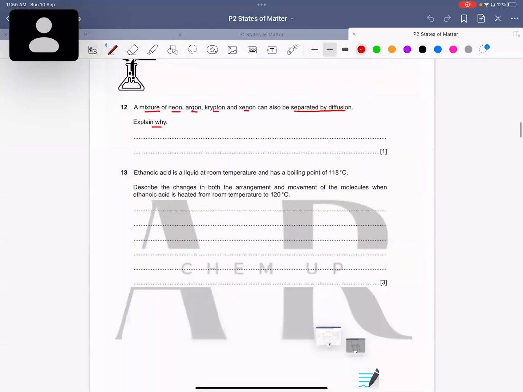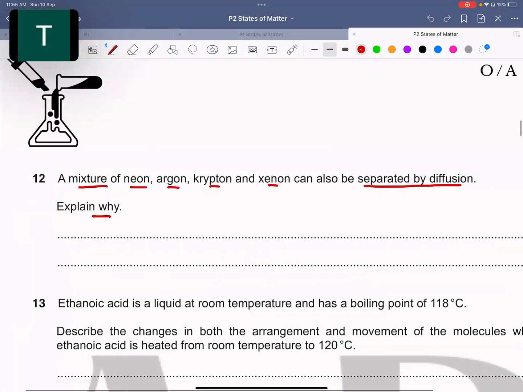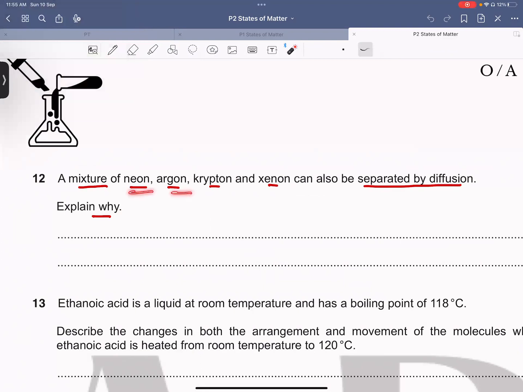Yes, sir. Okay, now look at this question. They are saying that a mixture of neon, argon, krypton, and xenon can also be separated by diffusion. Explain why.